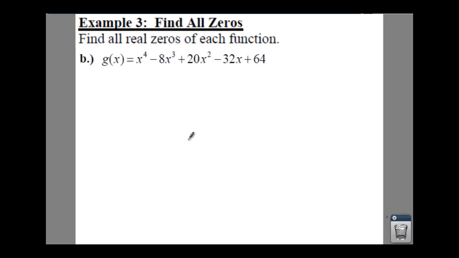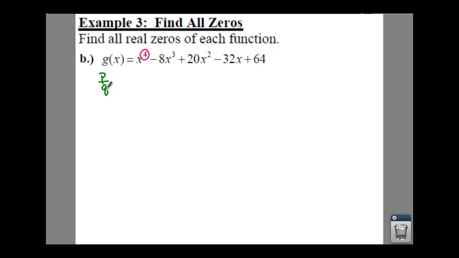So for example 3b, we're going to find our zeros for this function. Notice that we have a degree of 4, which is no fun, because that means we're going to have to do synthetic division at least twice to get down to an x squared. So let's start off by doing our p over q.